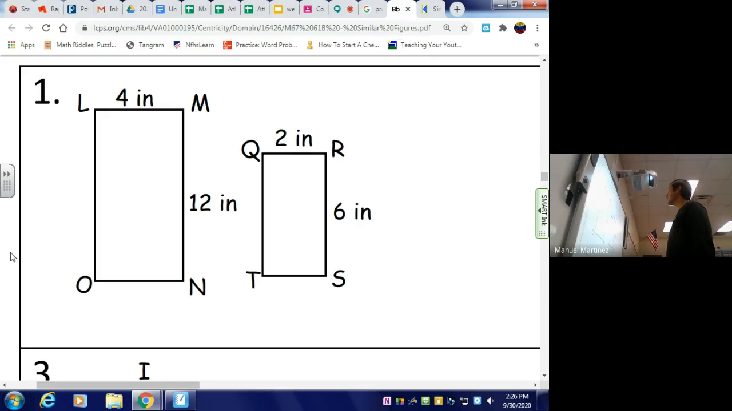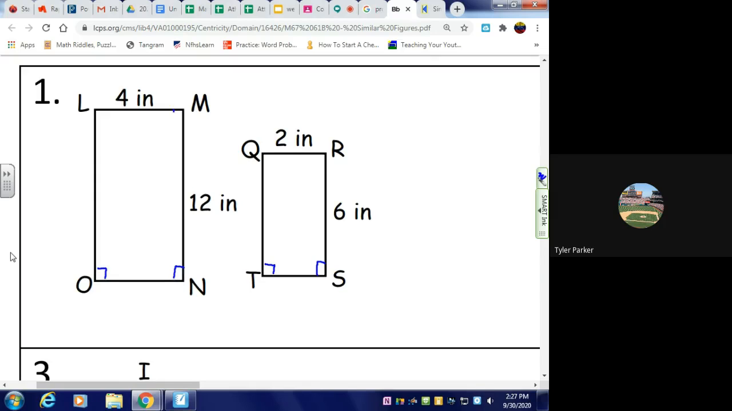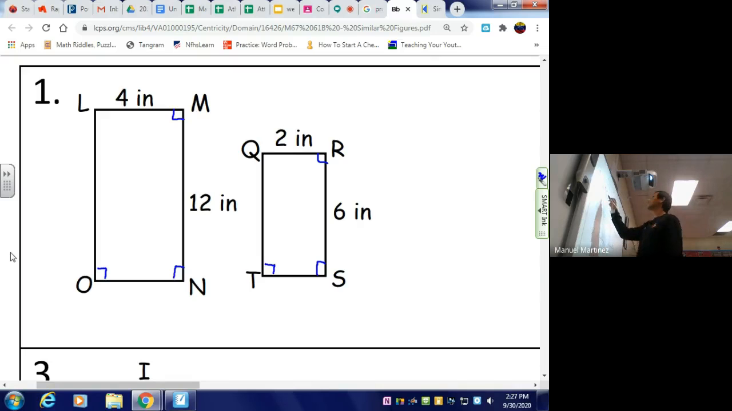So let's see. First, let's talk about the angles. We compare corresponding angles: this angle and this angle. Are they the same? Yes, they are the same. This angle and this angle. Are they the same? Yes. This angle and this angle. The same. And this angle. Are they the same? Yes, they are. So the angles are the same. That's good. So the first condition, we have it there.